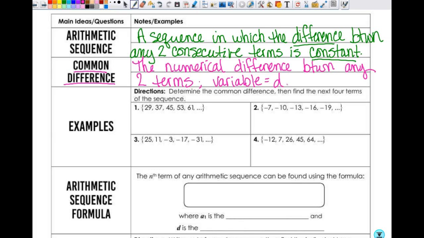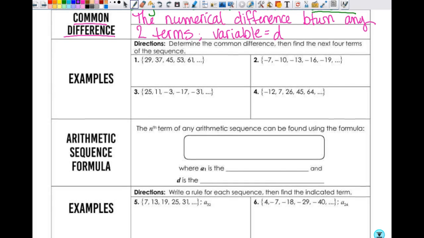Alrighty, so we're just going to do 2 of these little examples here to talk about difference. It says determine the common difference, then find the next 4 terms in the sequence. So in number 1, what's the common difference here? 8, right? 8 here, 8 here. So I'm adding 8, right? So D equals 8. We're not even coming up with a little equation yet, just D equals 8, and then we want the next, what did it say, 4 terms. So 61 plus 8 is 69, and then I add 8 and I get 77. Then I add 8 and I get 85, and then I add 8 and I get 93. You didn't even need a calculator. Good job.